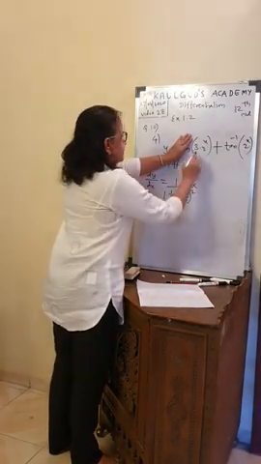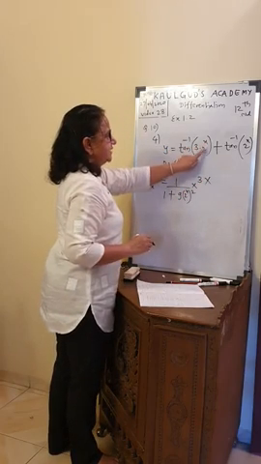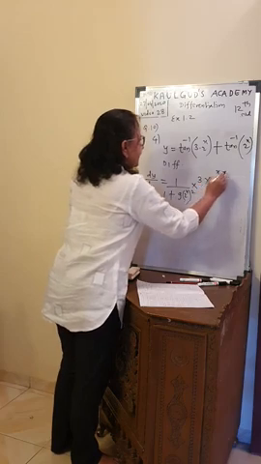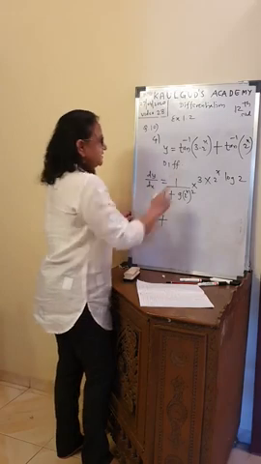Go ahead. 3 is a constant, it will remain as it is. For 2 raised to x, like a raised to x, the derivative is a raised to x log a. So 2 raised to x log 2, plus the second term.